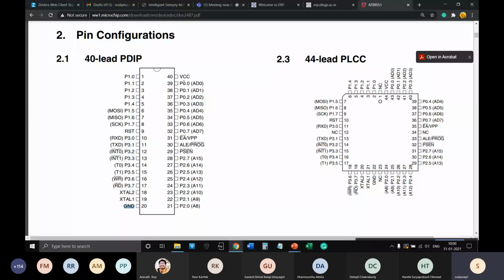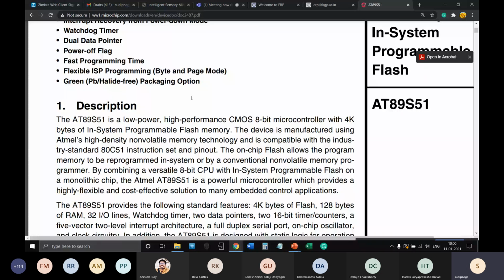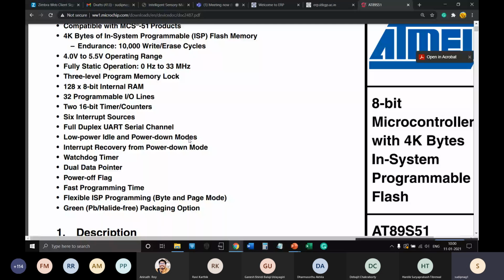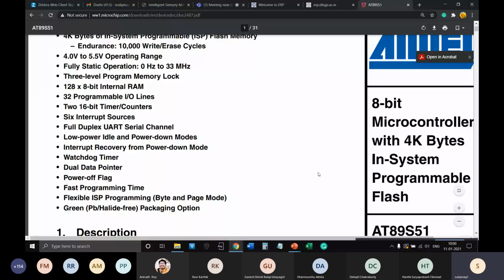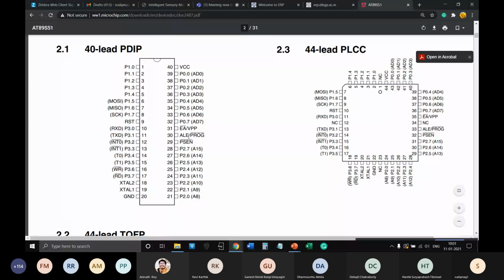EA is external access bar, as I said in one of the slides earlier, and VPP is programming voltage. So this is new. VPP is a voltage for flash programming. The 4 kilobyte flash that we had seen earlier on the first page, the 8-bit microcontroller with 4 kilobyte flash, requires to be programmed. That 10,000 times programming is required. For that to happen, you have to apply 12 volts here. So this chip works at 5 volts.